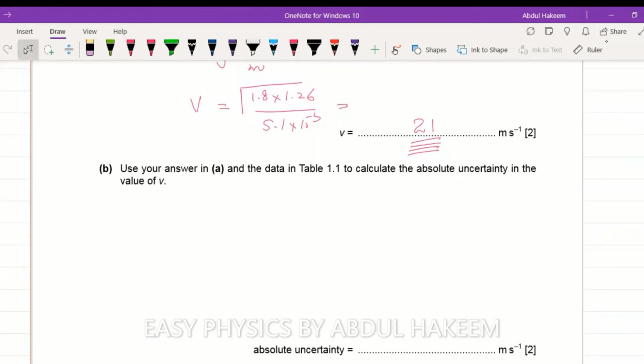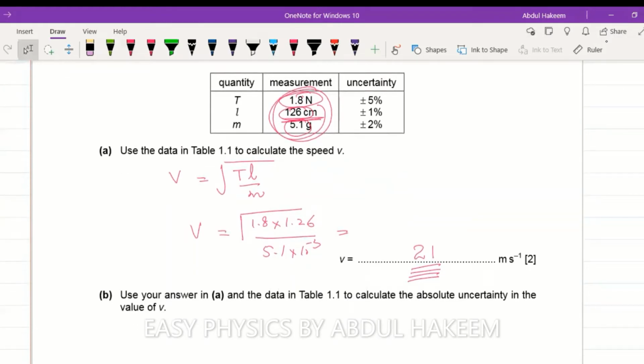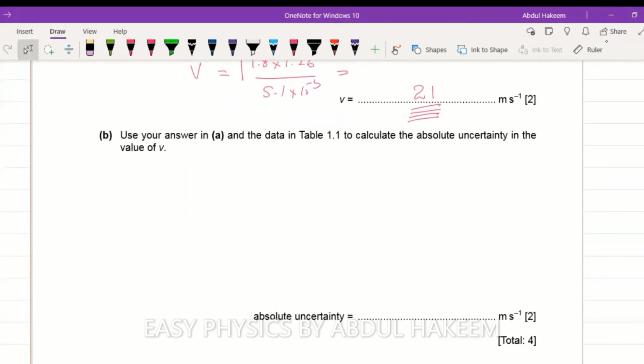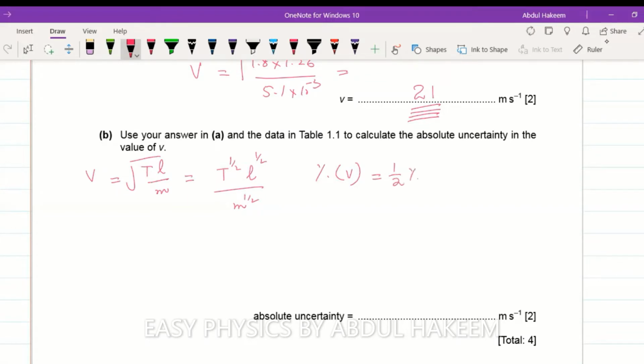Next, use the answer in A and the table to calculate the absolute uncertainty in the value of v. Look, the percentage uncertainty of each is given. So from the formula, v equals TL over m under root, meaning it is T power 1 by 2, L power 1 by 2, m power 1 by 2. So the percentage uncertainty of v is equal to 1 by 2 times percentage of T plus 1 by 2 times percentage of L plus 1 by 2 times percentage of m.